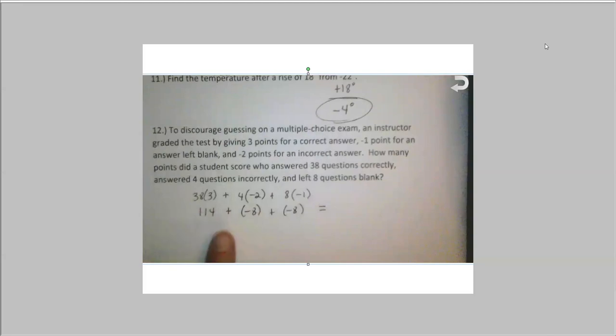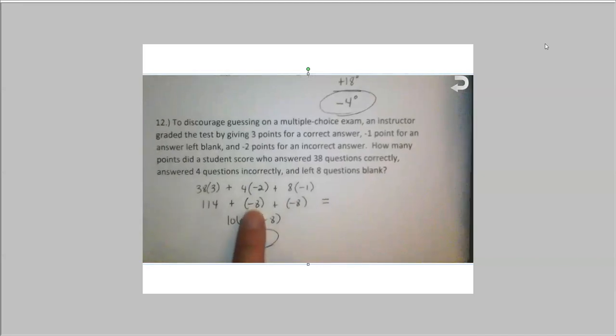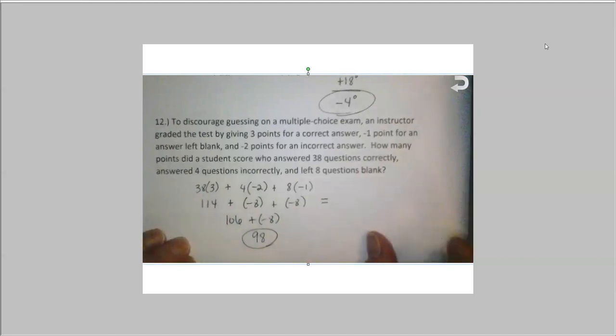So using order of operations, we're just working left to right. 114 plus -8. You're going to subtract and take the sign of the higher number, so that'll be 106. 106 plus -8, you'll subtract and take the sign of the higher number. So that's going to be 98. Okay, because we're adding a negative means we're taking off a -8 or taking off 8. Adding a -8 means we're taking off 8. So that's the student's final score there. That problem may come in handy as you go through your apply this week.